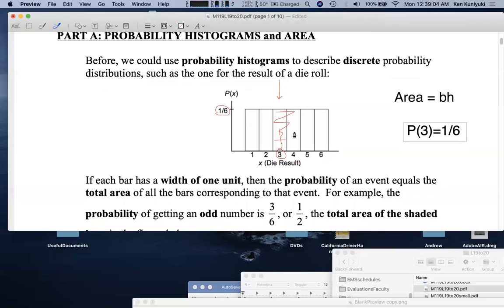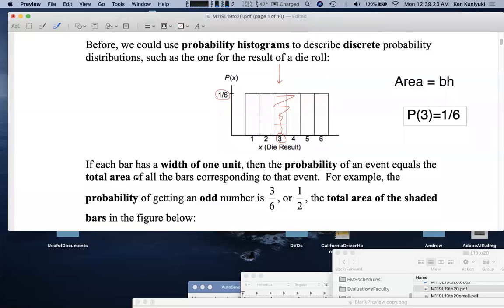Now, these are probabilities for individual outcomes. The probability of getting a 1 is 1/6, the probability of getting a 2 is 1/6, the probability of getting a 3, as we saw, was 1/6, and so forth. But in general, we can also talk about the probabilities of events corresponding to areas. So again, if each bar has a width of 1 unit, then the probability of an event equals the total area of all the bars corresponding to that event.